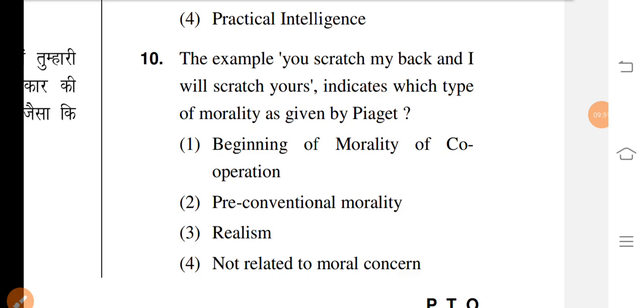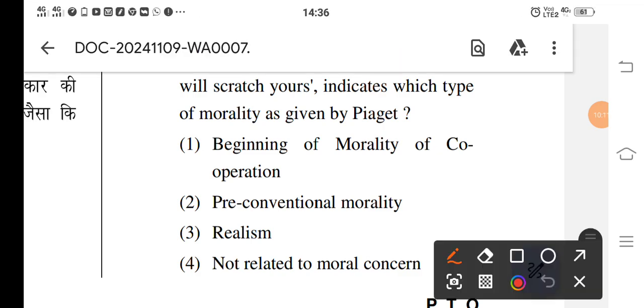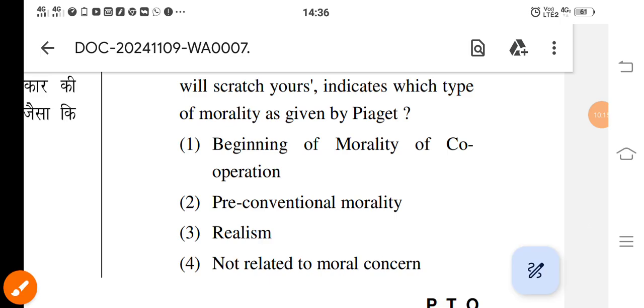It comes under which type of morality as Piaget said. Option 1, beginning of morality of cooperation. Number 2, pre-conventional morality. Okay. Number 3, realism. Number 4, not related to moral concern. Okay. So, the correct option over here will be option 1, that is beginning of morality of cooperation.